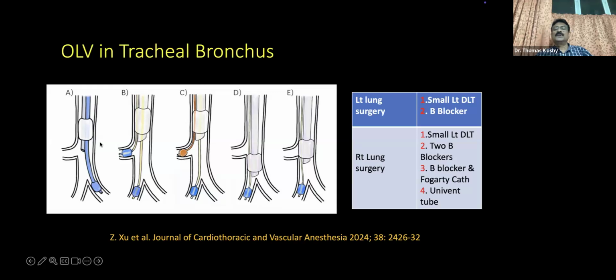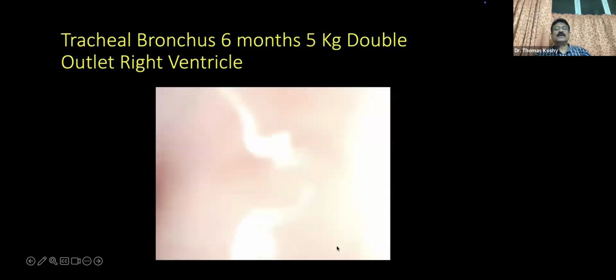So there are different options. One can use a smaller double lumen tube and push the bronchial lumen to the left side, or put bronchial blockers on either side, or a Fogarty here, or a univent blocker here. Position the cuff here and push the univent blocker to one side, or position the univent cuff across the tracheal bronchus. So tracheal bronchus is not uncommon.